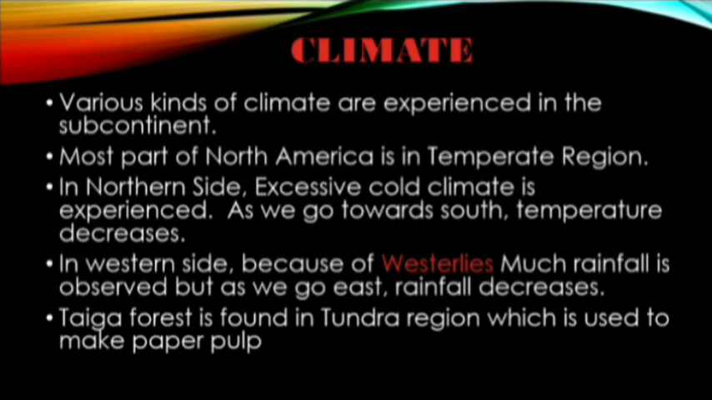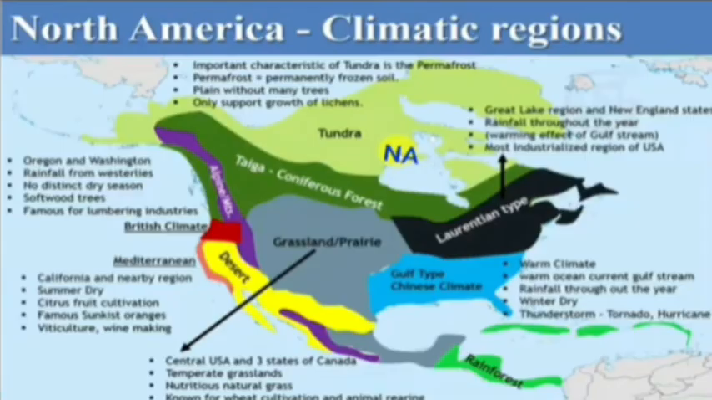Taiga forest is found in the tundra region, in the frigid zone, the region of North America which is in the frigid zone. In that region, taiga forest is found, which is famous for making paper pulp.